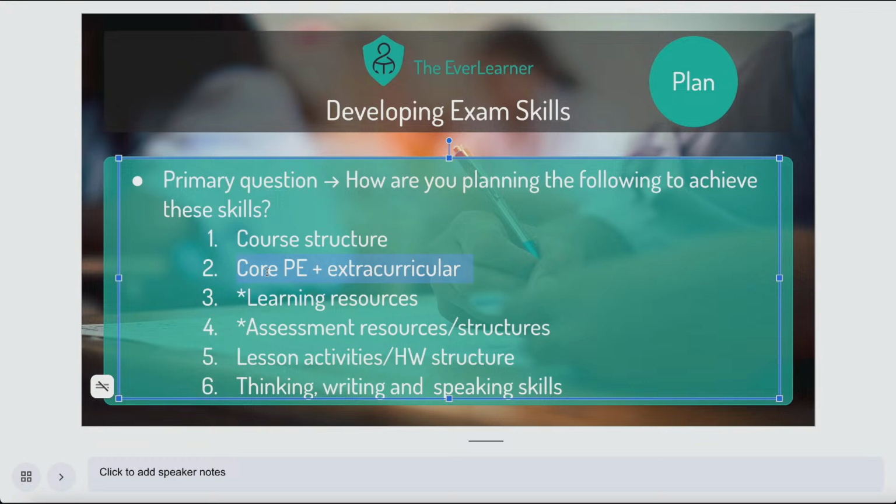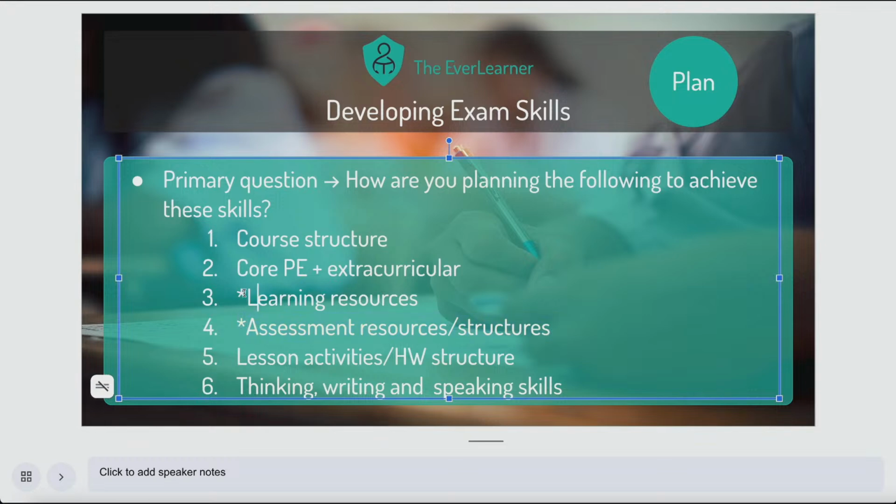What about our core PE and extracurricular that surrounds and perhaps supports our examination courses? Now, there's some sensitivity around that, but that's important. What about the actual learning resources that we are producing? Are they developing those specific skills that we're working with? What about our assessment resources and structures here?